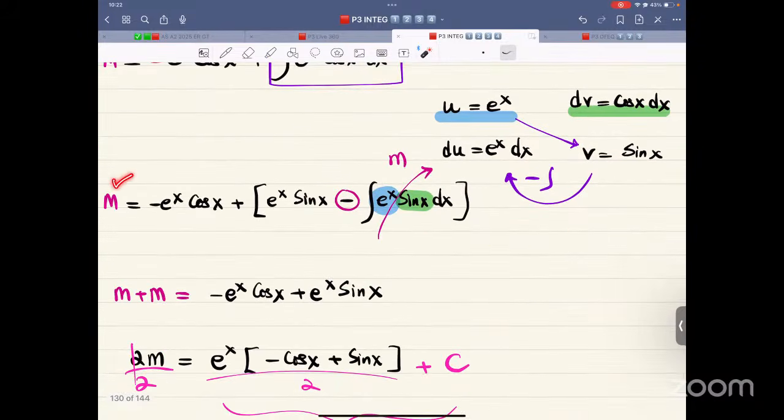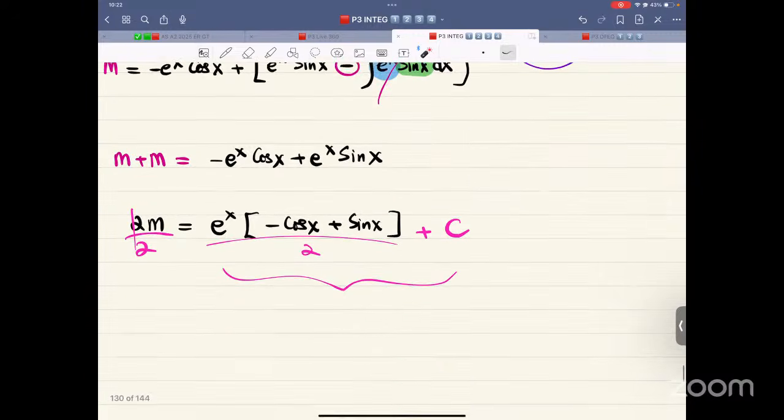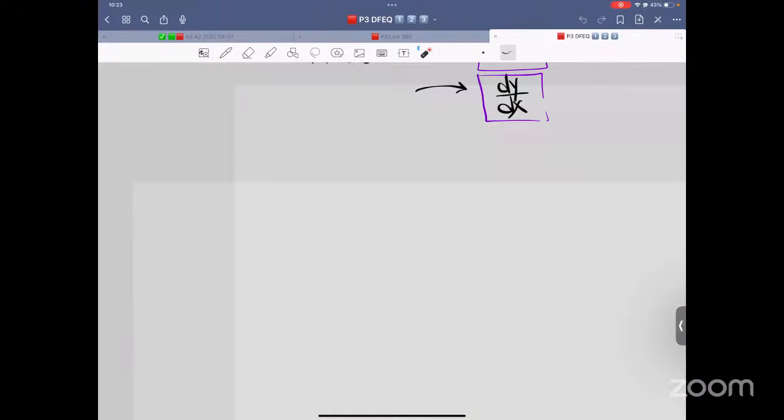So this is m, this is negative m. Take the m to the other side. So m plus m is all this thing. Put a constant on the very end. Don't worry much about the constant. So 2m is equal to this. So divide by 2, and write a constant of integration. So now integration is all done and dusted.